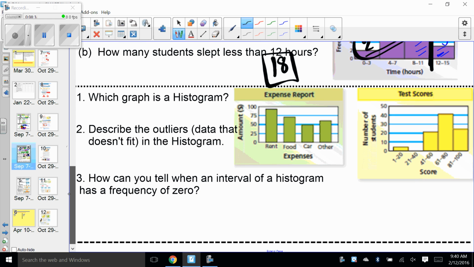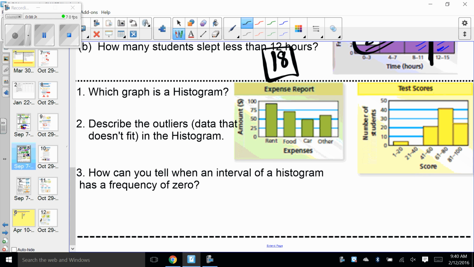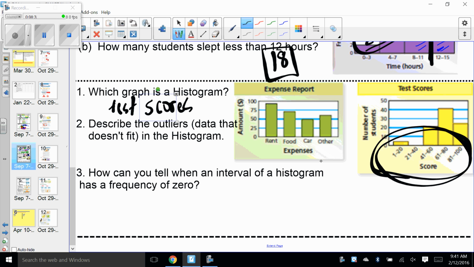All right, here we go. Let's finish this up, guys. It's kind of a short lesson today, so that's kind of exciting for you. Which graph is a histogram? You should be saying test scores. The reason why is that the bars have to touch in a histogram, and you have to have this range of values. Bars have to touch, and it has to be a range.